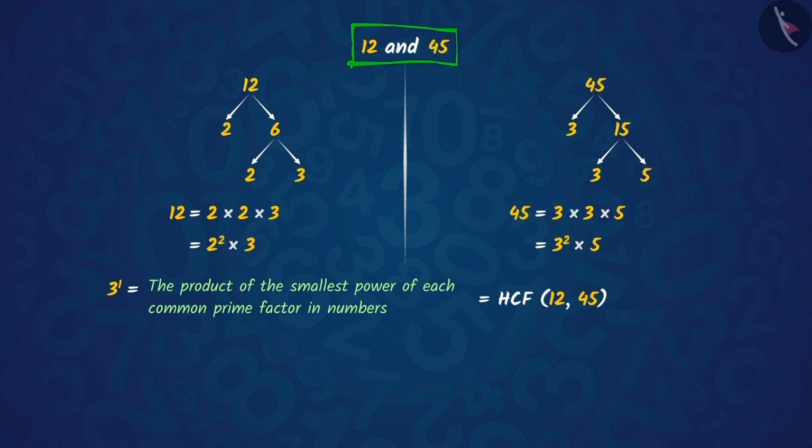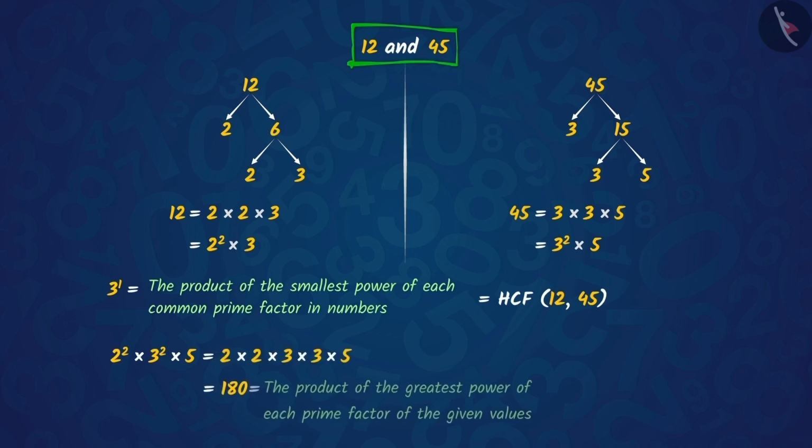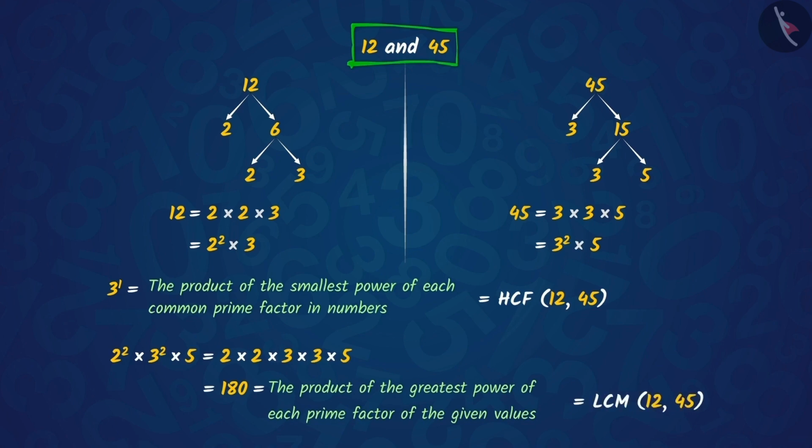Also, if we observe carefully, like HCF, we can also find the least common multiple, LCM, which is the product of the highest powers of the prime factors of both the numbers, that is the LCM of 12 and 45 is 180.